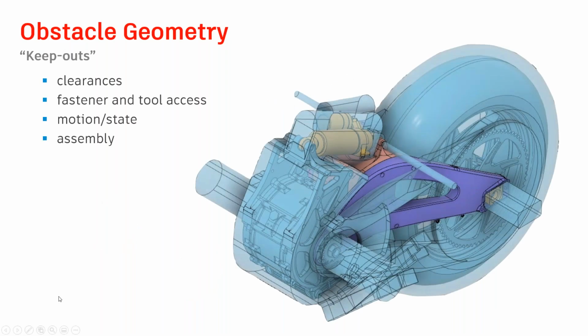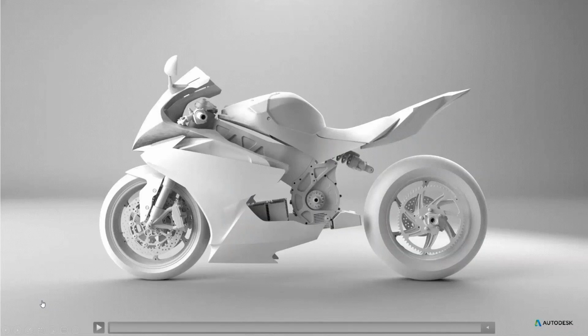Then we need to define the obstacle geometry, the keep out zone. So we are saying to the solver, you cannot create material here because you need clearances for fasteners, for accessing with the tools, but you also have other components of your assembly, and those components could move, and you also need to consider the clearance when those components move.